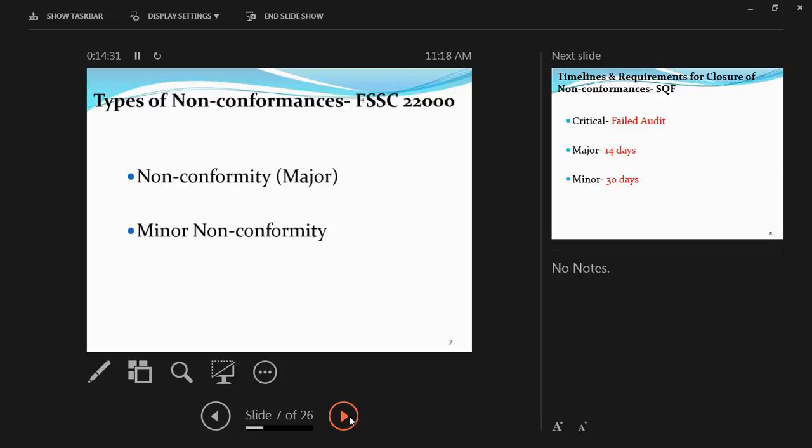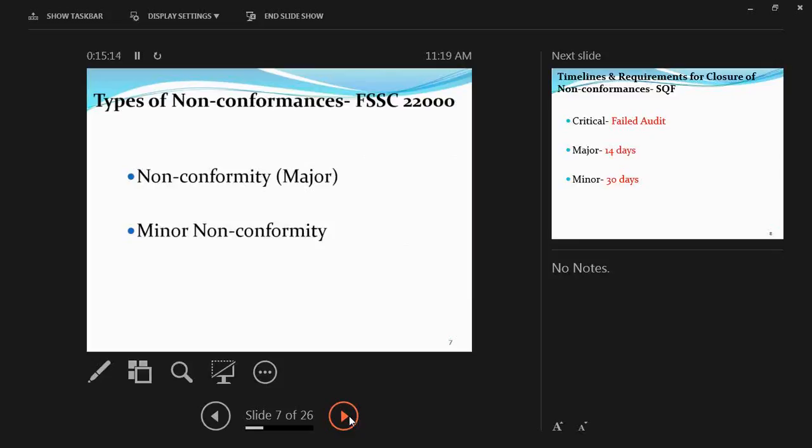Some examples of major nonconformity in FSSC are failure to document and implement food safety management system requirements effectively. Or the system failure, a food safety management system failure with a direct impact on the safety of the food. Multiple minor failures that cumulatively indicate that the capability of the food safety management system to achieve the expected outcome is in doubt. So that will also lead to a major nonconformity.